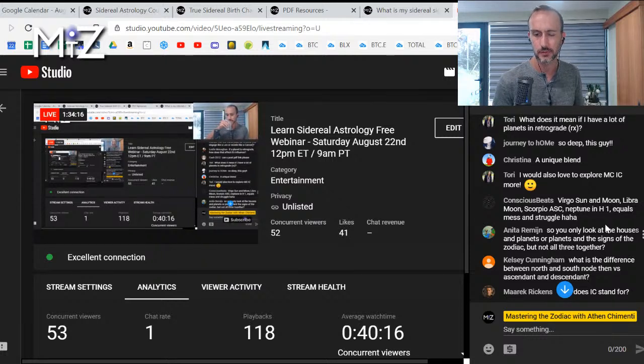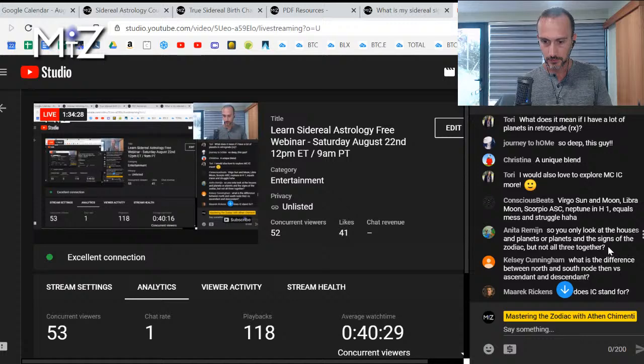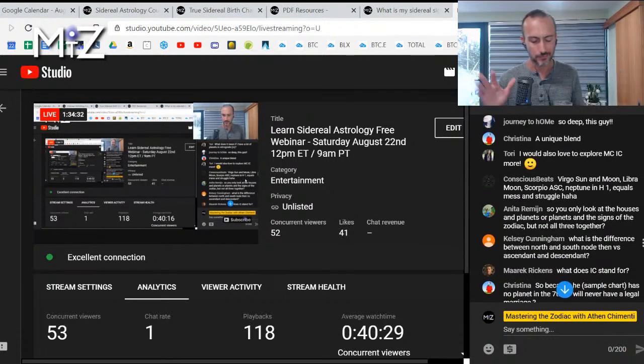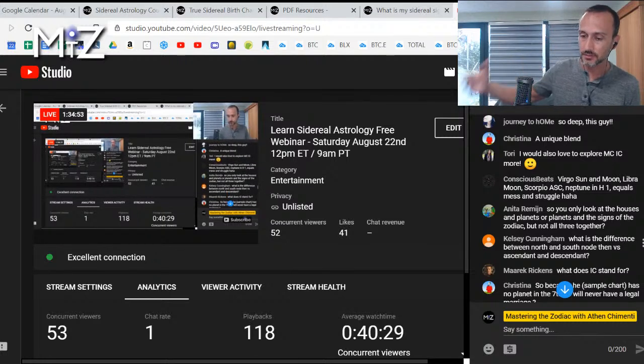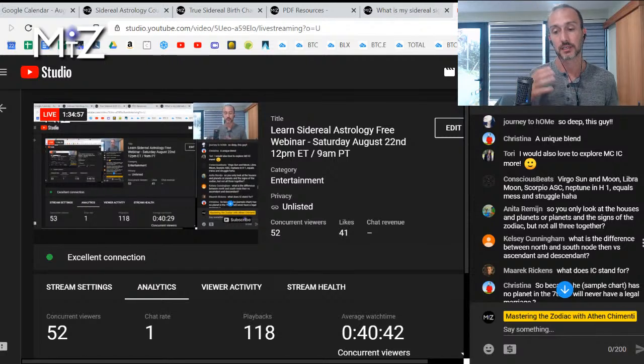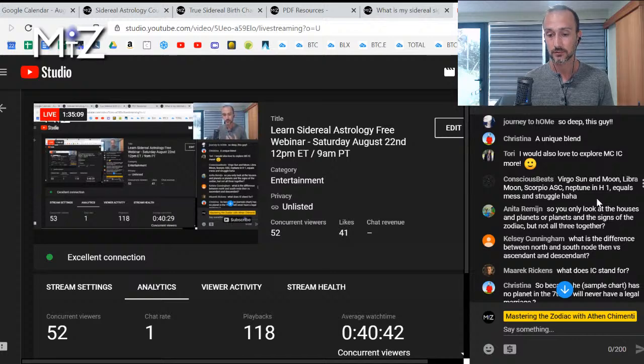Conscious beats, Virgo Sun and Moon, Libra Moon, Scorpio Ascendant, Neptune in first house equals mess and struggle. Not necessarily. Let me use a different word: challenging elements of the chart. They can be more challenging to work with, but they are what creates the greatest strength in our lives. When we grow through these deeper, more challenging energies, we become stronger and more resilient. As time goes on, especially later in life, what was more difficult in our earlier years becomes a huge strength and a huge gift to the world as well. Some of the greatest gifts to the world are the more challenging energies. Scorpio, Pisces, Virgo, right?